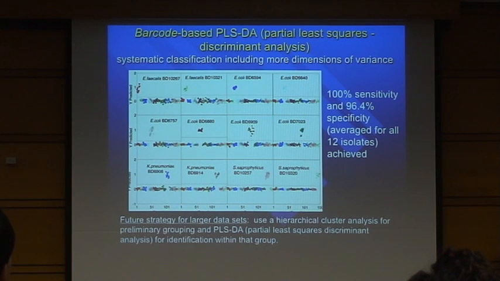And with this classification model, we achieve 100% sensitivity, 96.4% specificity. These are analytical, true positive, true negative measures. So it seems to work pretty well, even given the fact that we're looking at different strains as well as species. The goal here is to push on to larger data sets and develop other strategies to handle identification, which is what we're doing now, combining a hierarchical cluster analysis as well as a PLS-DA approach. Okay?